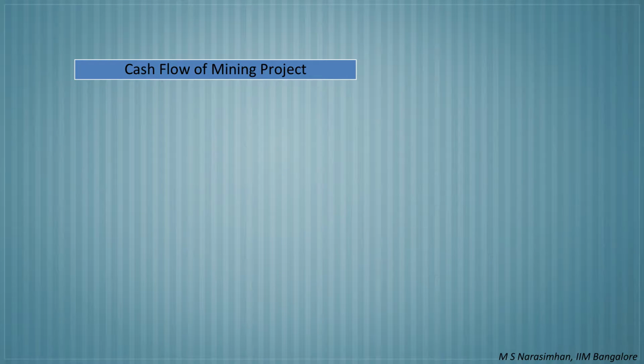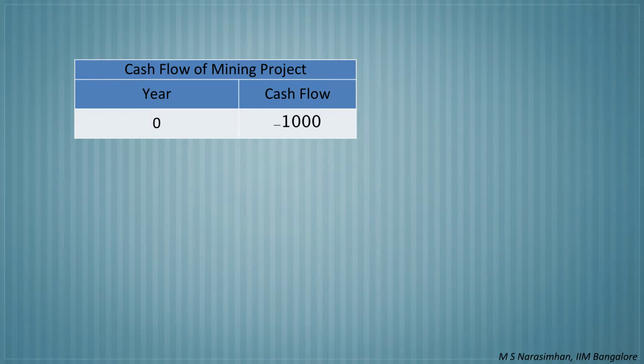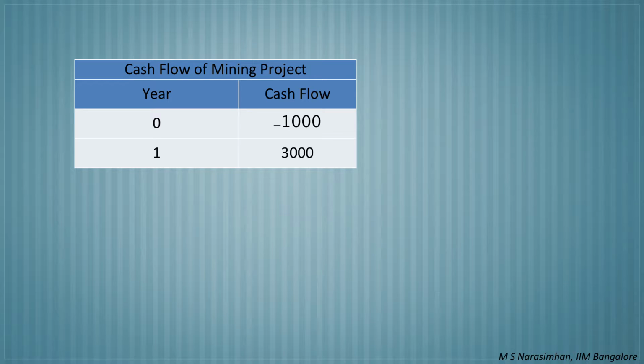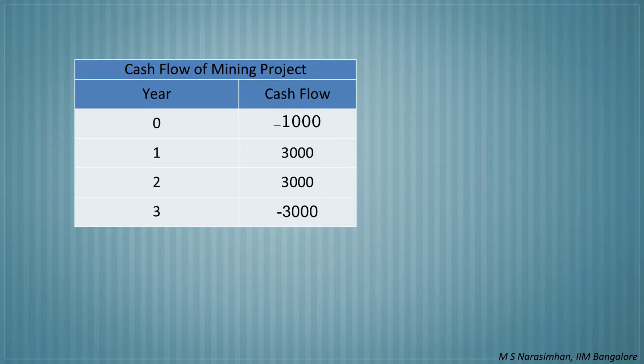Suppose you are taking up a mining project which requires an investment of 1000 million at time 0. It produces 3000 million cash inflow in year 1 and another 3000 million in year 2. Then you need to spend another 3000 million to close the mine. The project on the face of it is a great project because for an investment of 1000 you get 3000 at the end of 1 year. Whatever you receive in year 2 you will be spending in year 3 and then it cancels out.